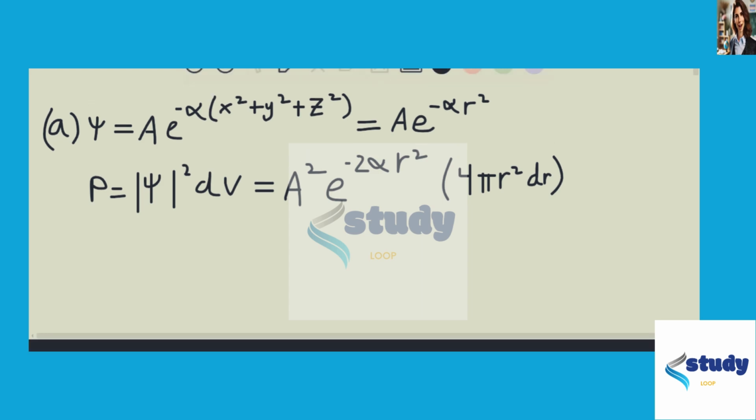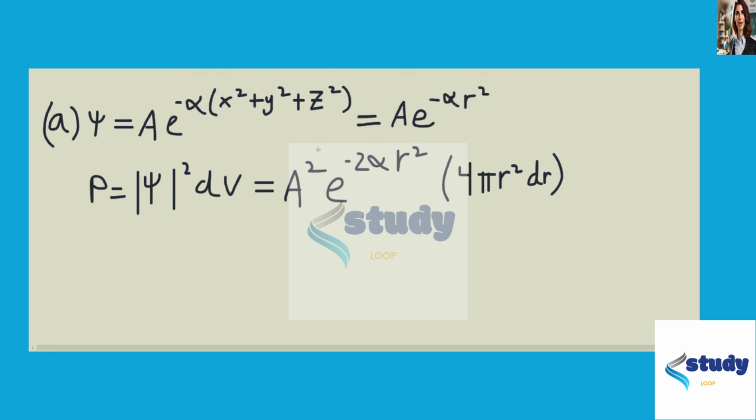For part A, we want to consider a particle in a box whose wave function is given by the normalized wave function psi, which is equal to A times e to the minus alpha times (x squared plus y squared plus z squared), where x, y, and z are the dimensions of the box, and A and alpha are real and positive constant values. So the value x squared plus y squared plus z squared can be written in spherical coordinates as r squared. So r squared is x squared plus y squared plus z squared. So I just replace that with r squared in our expression for the wave function psi.